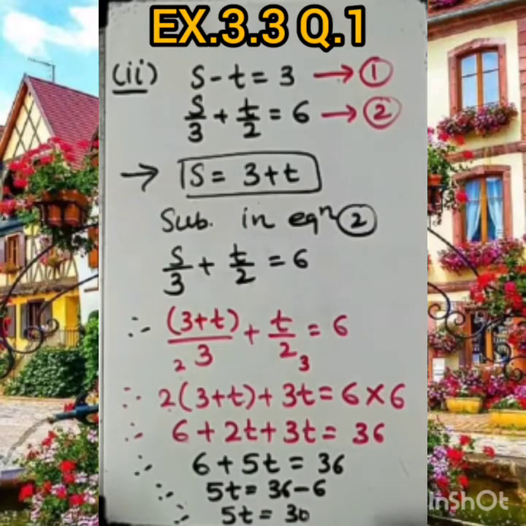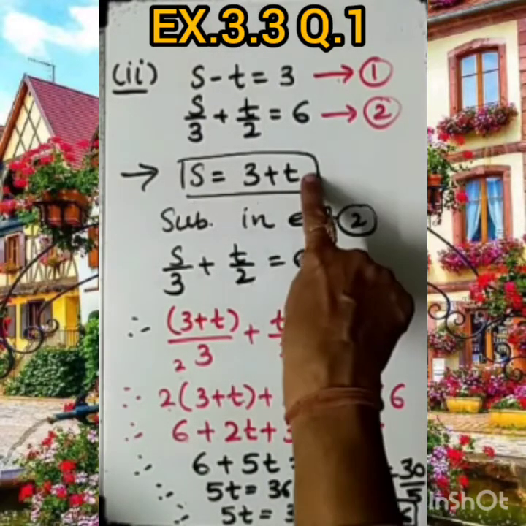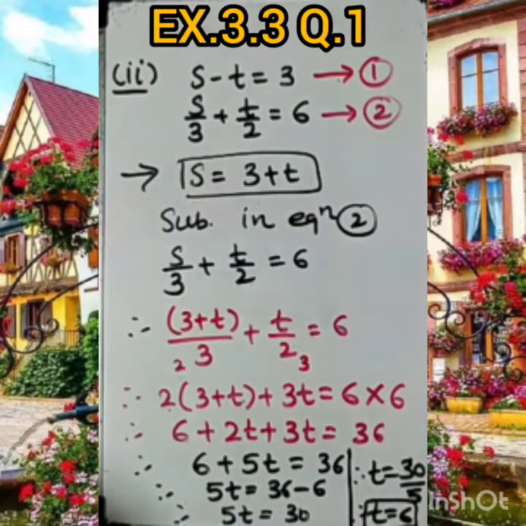So what will be the value of t? Therefore, the value of t is 30 divided by 5. We know that 6 fives are 30. So the value of t equal to 6. Let's substitute this value in this equation. Okay, so let's find how to solve.